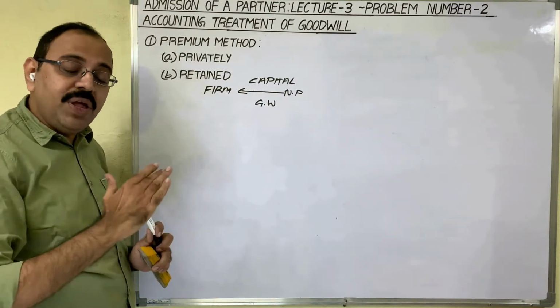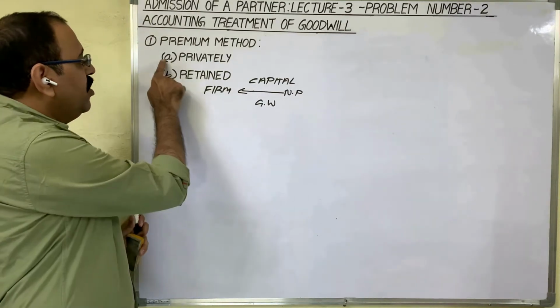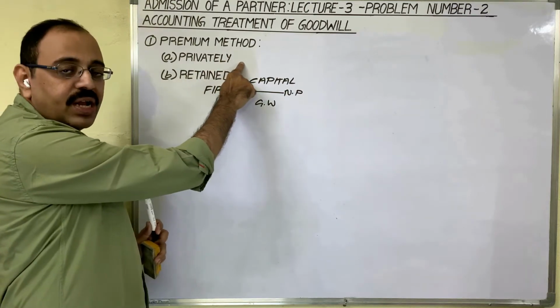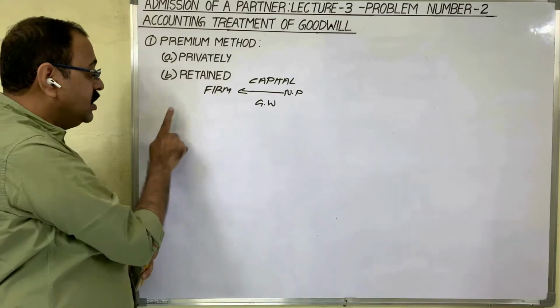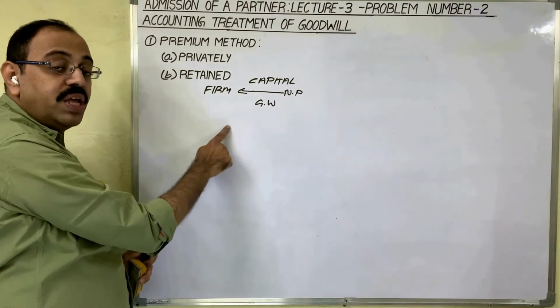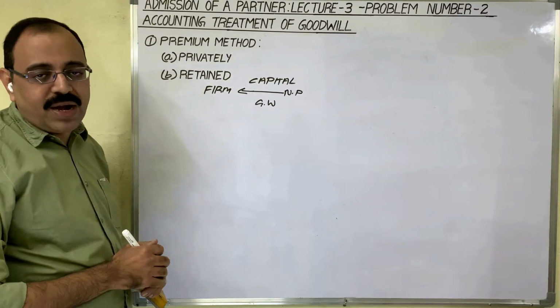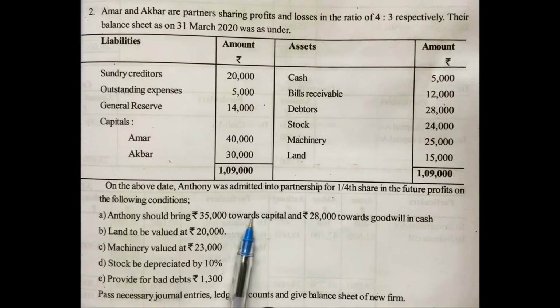Premium method is subdivided into three methods: A, when goodwill is paid privately; B, when goodwill is retained in the business; C, when goodwill is withdrawn by the old partners. See the goodwill adjustment.